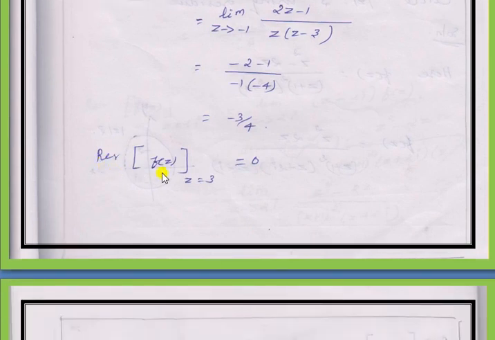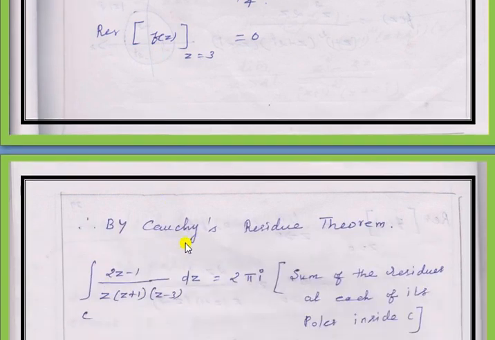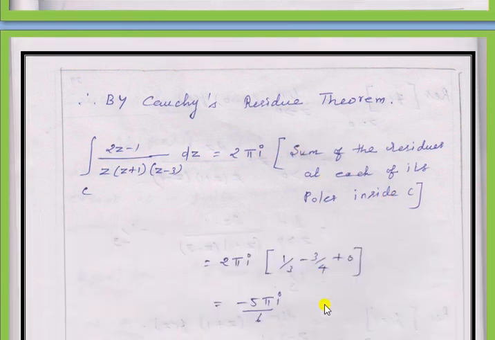Of course, the residue of f of z at the point z equal to 3 is 0, because that particular point lies outside the given region, modulus of z equal to 2. Now, by Cauchy's residue theorem, the integral over C of f of z dz equals 2 pi i times the sum of the residues. Here f of z is (2z minus 1) by z into (z plus 1) into (z minus 3) dz, which is equal to 2 pi i times the sum of the residues.